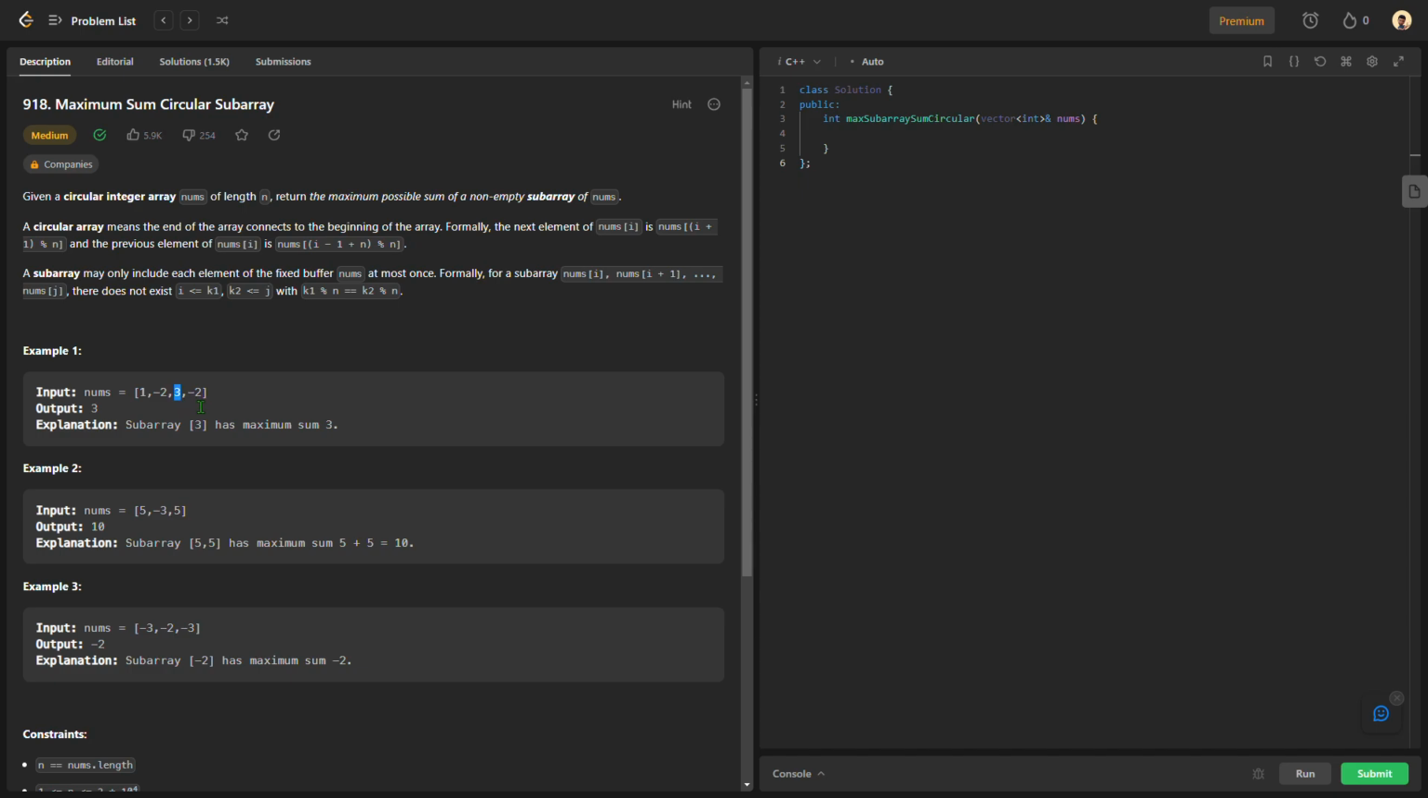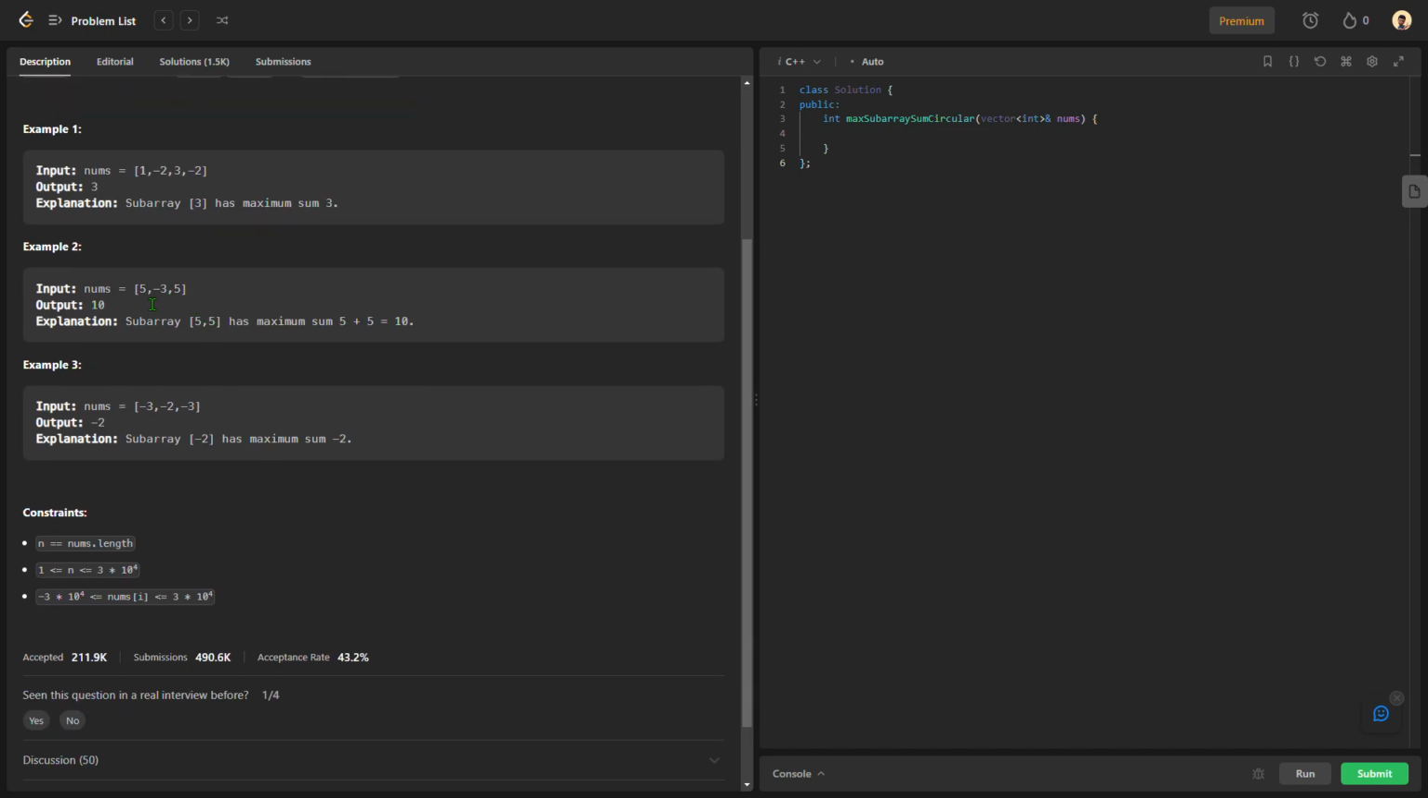A subarray can contain a single element also. For example, in the second one I have 5 minus 3 and 5. The maximum sum I can get in a circular fashion is 5 and 5, if I just exclude the minus 3 portion.